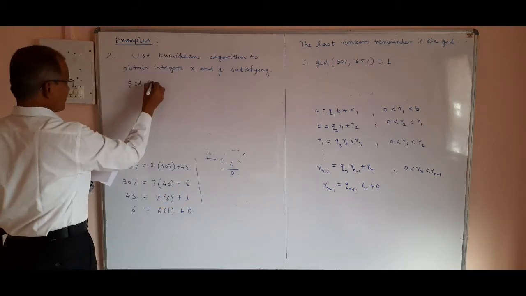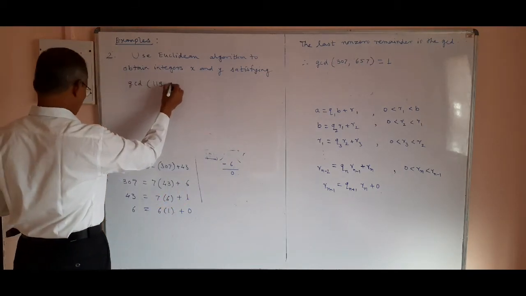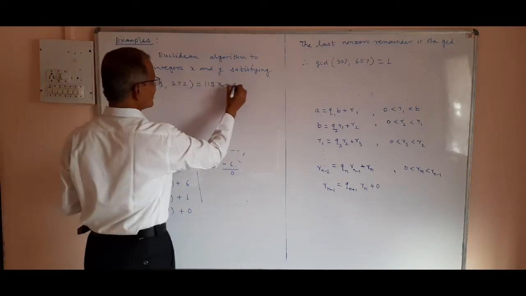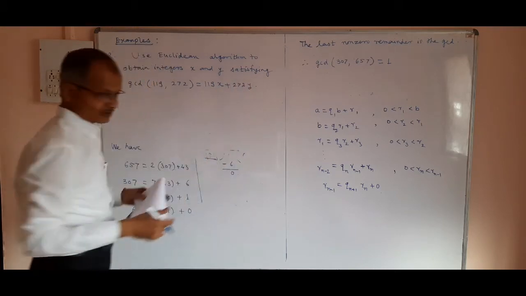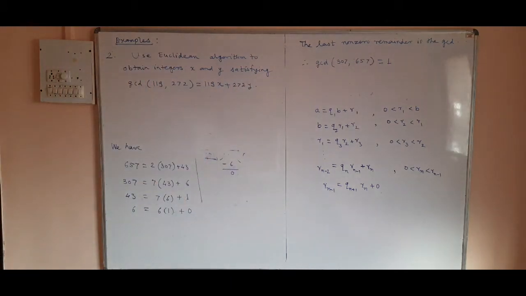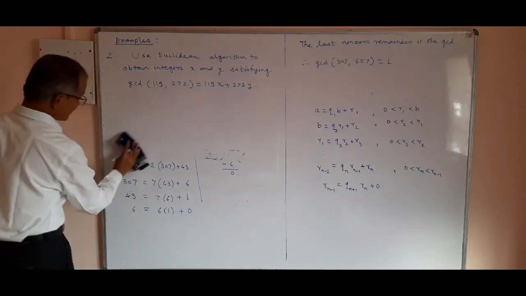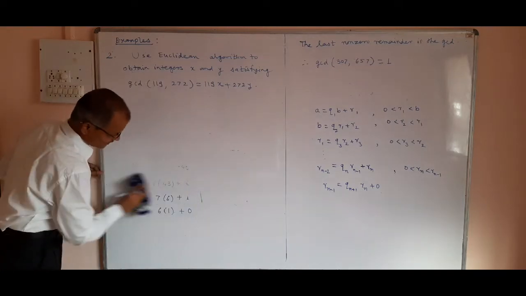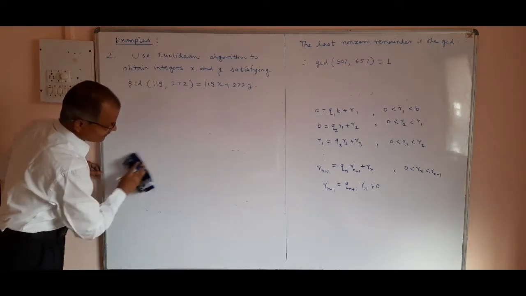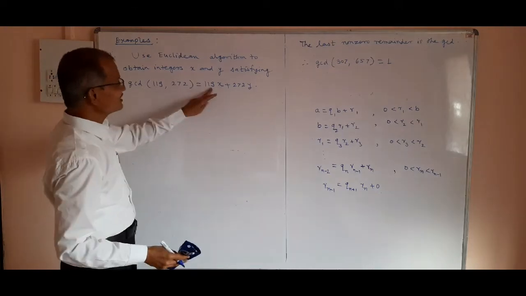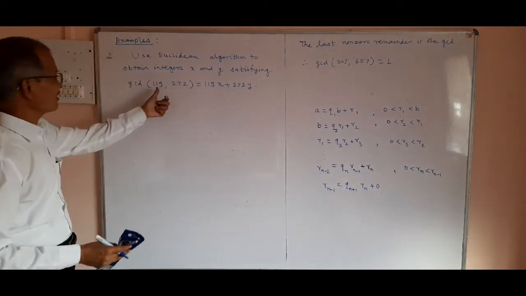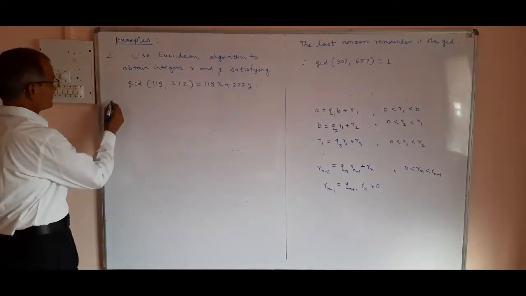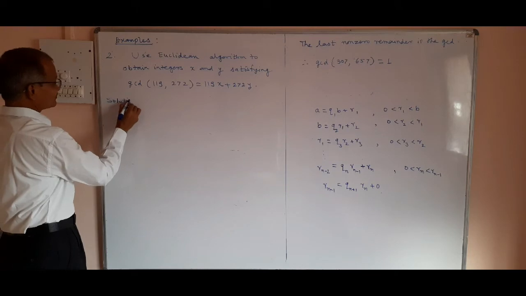GCD of 119 and 272, and express it as 119 times x plus 272 times y. So this is the problem from the book, and now we shall consider its solution. The first part we have done as in the earlier problem, it is the same: find the GCD, and next express the GCD as a combination of the two given integers.